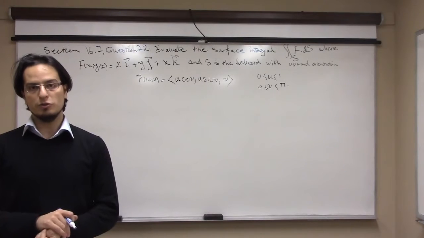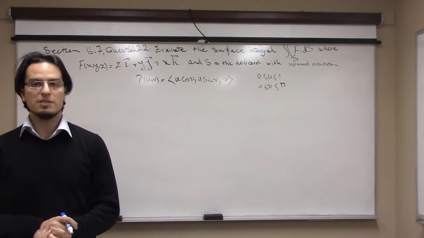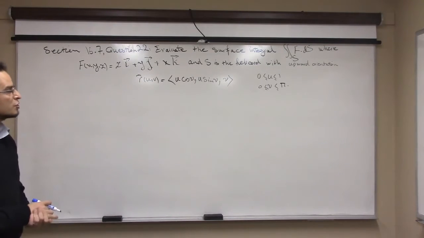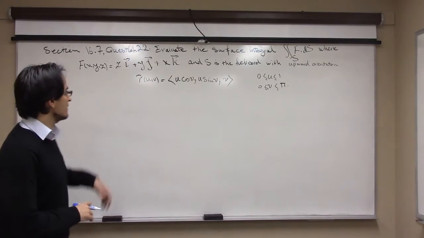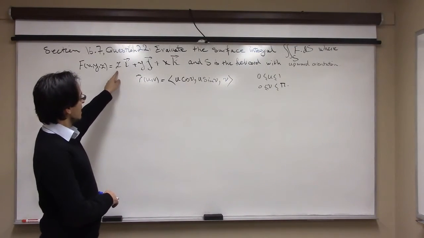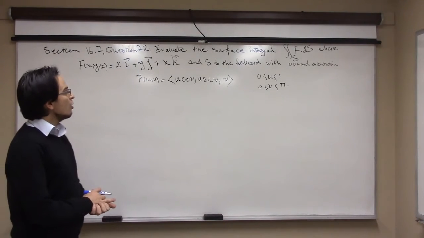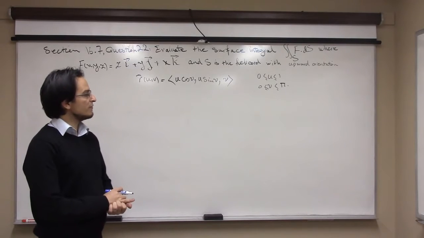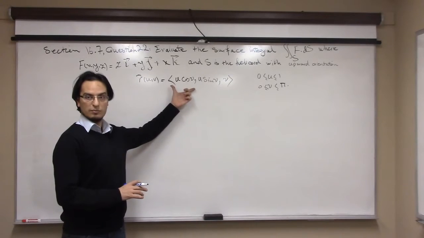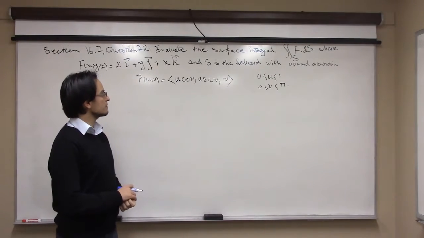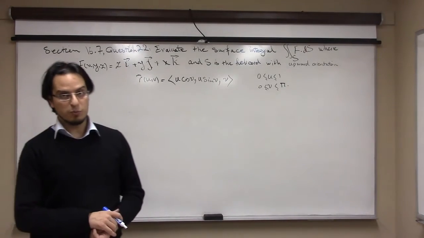In this video I'm going to do question 22 of section 16.7. The question asks to evaluate the surface integral of a vector field. The vector field which is given here, xi, yj and xz over the helicoid given by this vector function, and it is oriented upward.